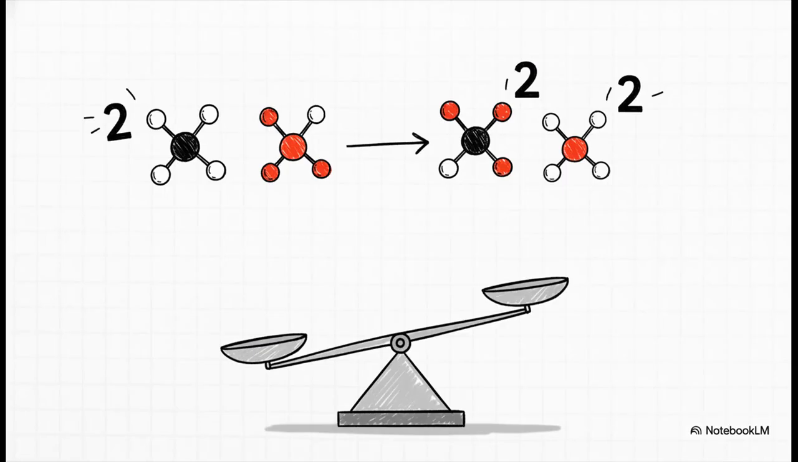We use those coefficients we talked about. By putting a 2 in front of the O2 and another 2 in front of the H2O, we're basically just changing the proportions in our recipe. We're not changing the ingredients themselves, just how much of each we use. So now the recipe reads, take 1 molecule of methane, mix it with 2 molecules of oxygen, and you'll get 1 molecule of carbon dioxide and 2 molecules of water.